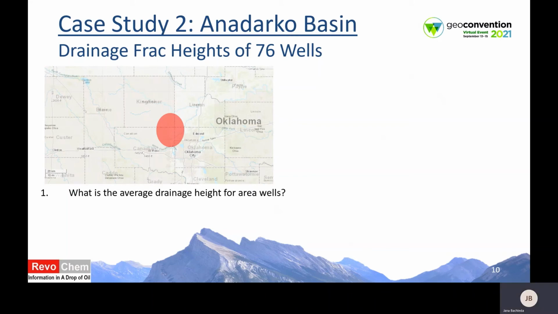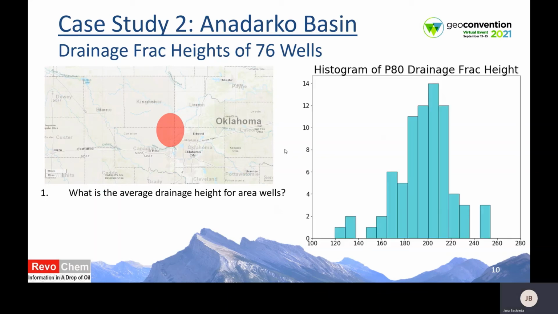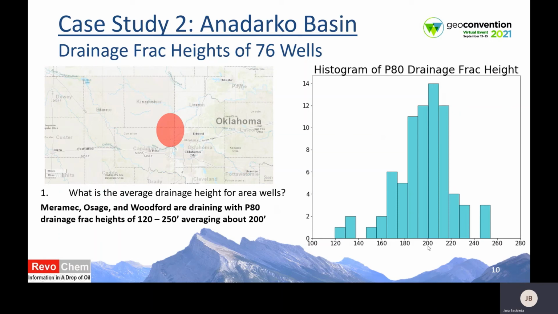Now, FDFC plots are also useful when looking at them from a statistical standpoint. Here in case study 2, which is in the Anadarko Basin, we look at drainage frac heights of 76 wells. Now, these 76 wells are just northwest of Oklahoma City. And we built a histogram of the P80 drainage frac heights for these wells. Now we wanted to understand what's the average drainage frac height, and we can easily see that drainage frac heights vary from 120 feet to 250 feet, but average at about 200 feet.